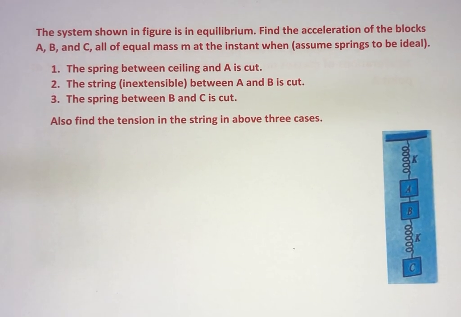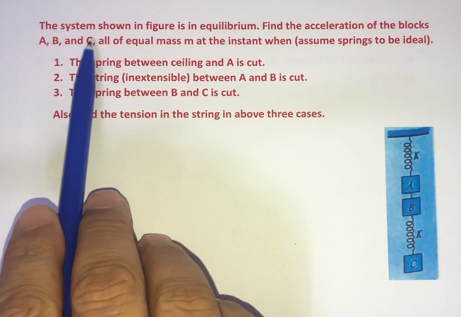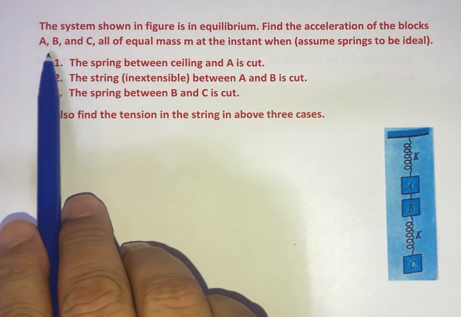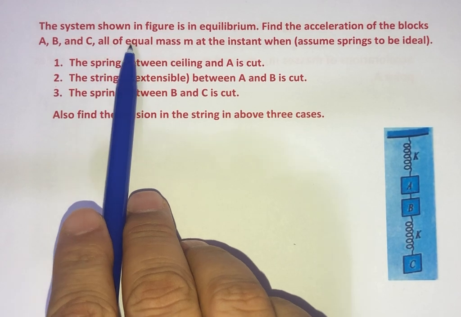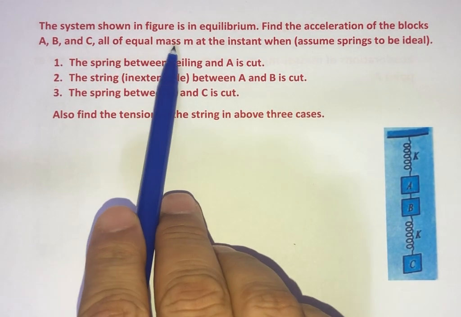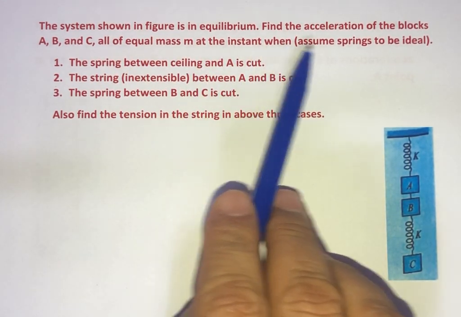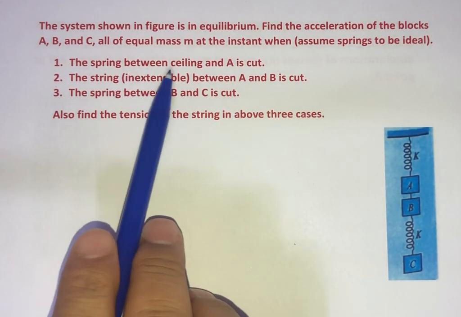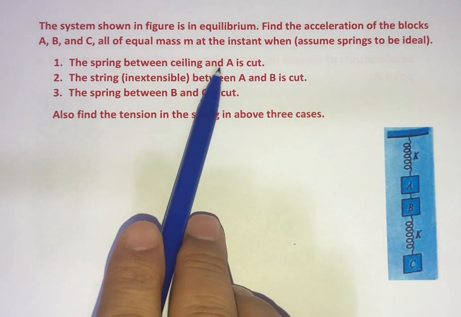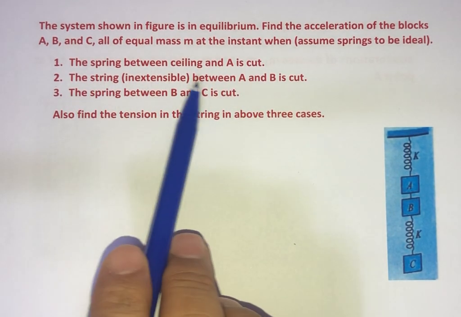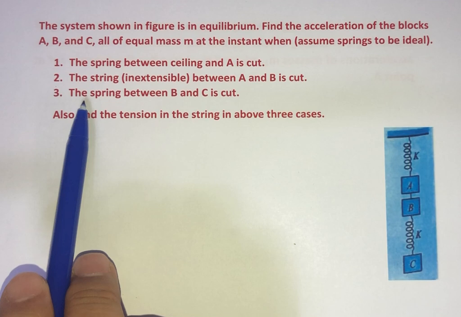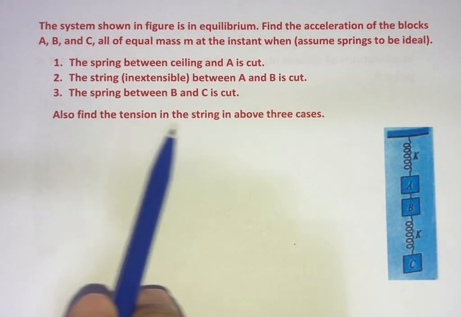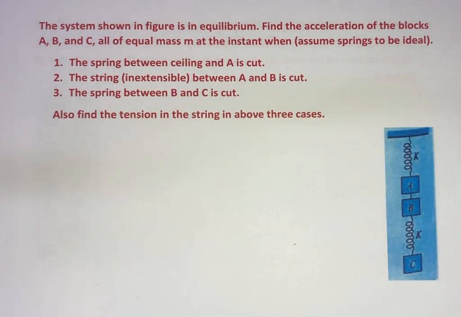Hello friends, so in today's question, the system shown in figure is in equilibrium. Find the acceleration of the blocks A, B and C of all of equal mass m at the instant when, assuming the springs to be ideal. First condition, spring between ceiling and A is cut. The string between A and B is cut. And the last case is spring between B and C is cut. And in the respective three cases, we are also going to find out the tensions.